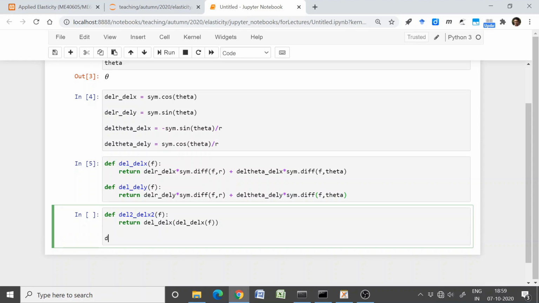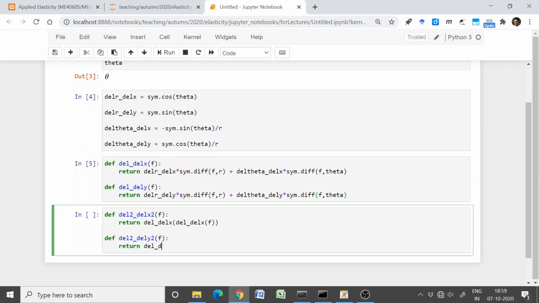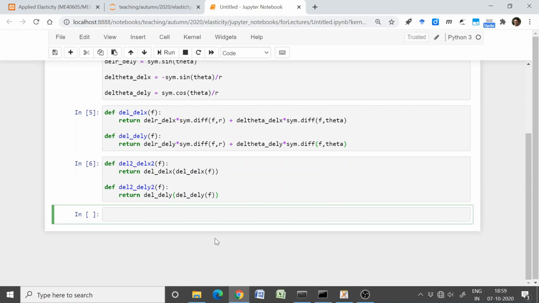Next, for the del square f del y square, I similarly define this in absolutely the same way, using the del y operator that I had defined in the previous cell. Done.